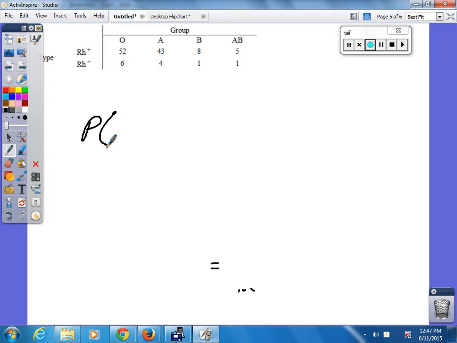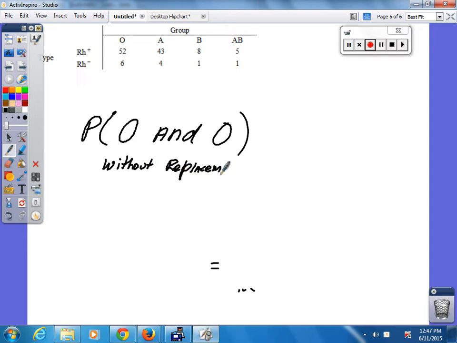All right, so I'm going to do the probability of picking O and O. In other words, you're going to pick, and this is without replacement. And you're going to pick O and O. So you're going to pick two, you're going to draw 2 times. And you want to know what is the probability of both of those times you picking an O type blood type.